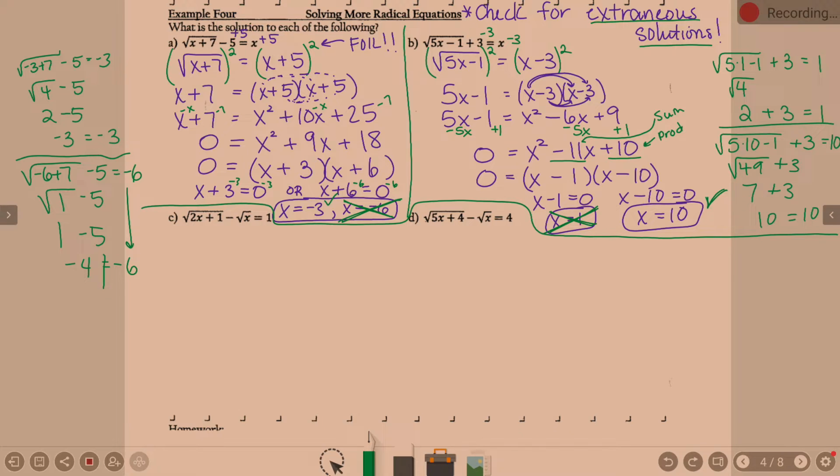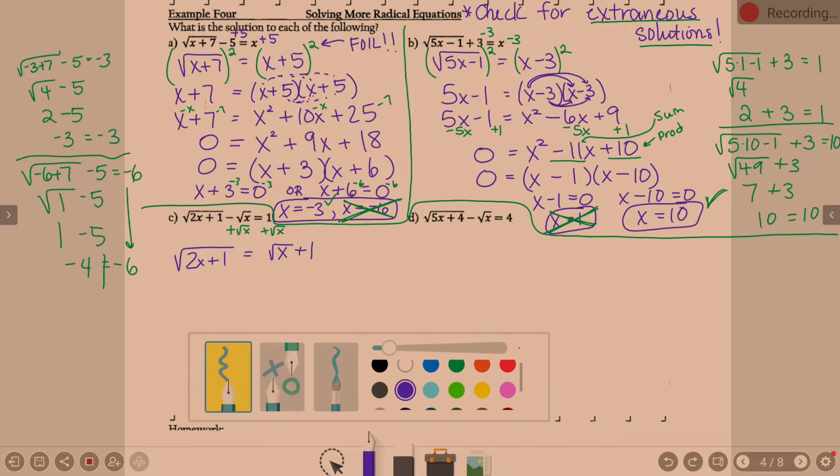We want one radical on either side. Never try and work a problem with both radicals on the same side. So, the easiest radical to move to the other side is the square root of x. So I'm going to add square root of x to the other side. On the left, I have square root of 2x plus 1. On the right, when I add square root of x to 1, I'm going to flip it, and I'm going to say square root of x plus 1. But yes, it is still just 1 plus the square root of x. Okay. I have my radicals on opposite sides.